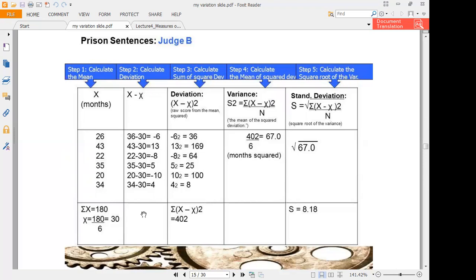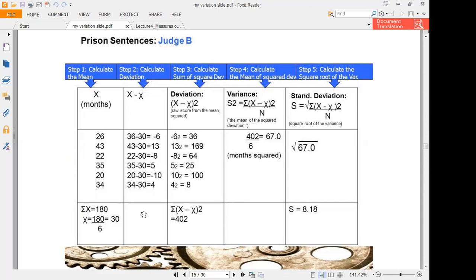Because in fact, on average, Judge B will give less number of years in prison compared to Judge A. But that is not the right conclusion. We need to compare what we call the standard deviation. This is the reason why we study the standard deviation measure, or the reason why we measure the variation.